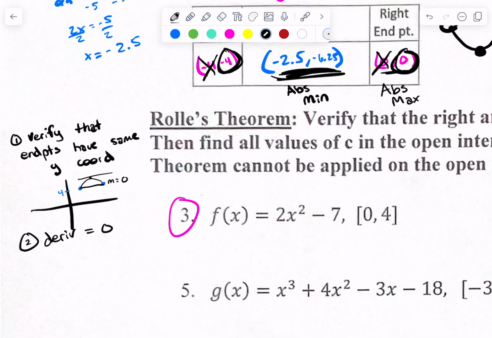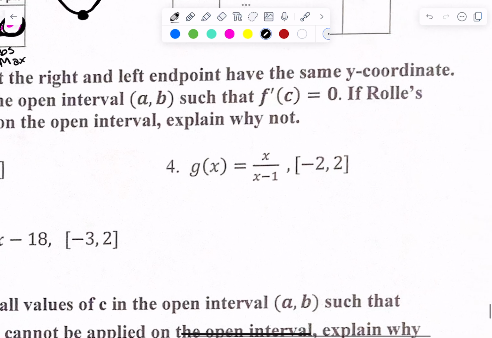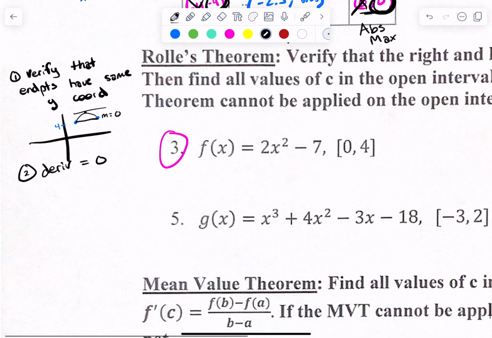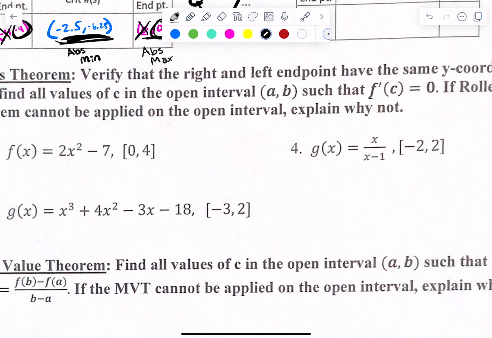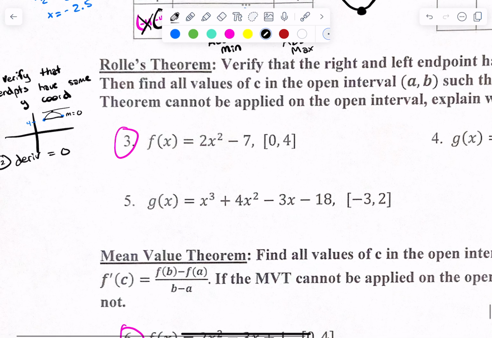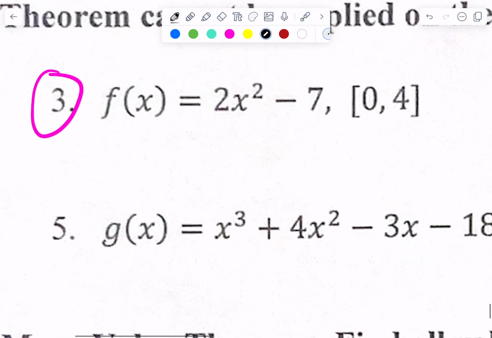So here's the deal. It says, verify that the right and left endpoints have the same y coordinate. That was step number 1. Then find all values of c in the open interval such that the derivative is equal to 0. If Rolle's theorem cannot be applied, which does happen, on the open interval, explain why not. Okay, so what do we do first on number 3?